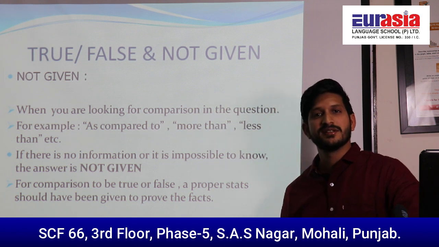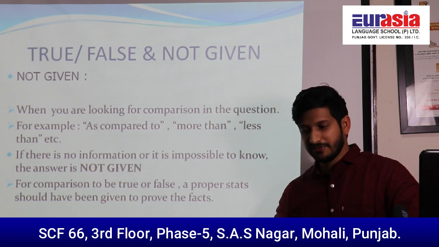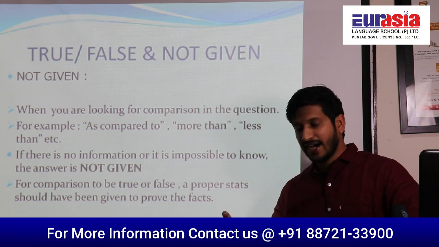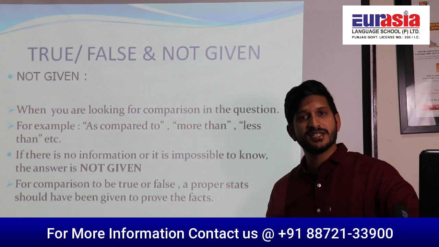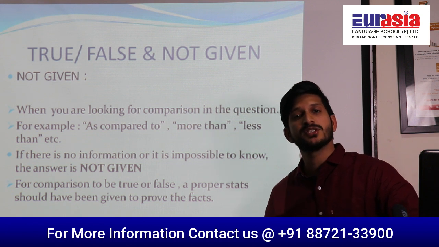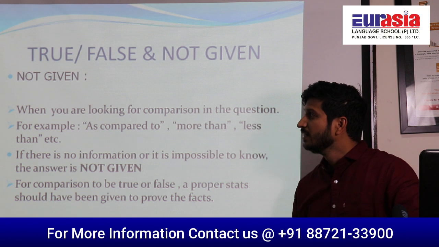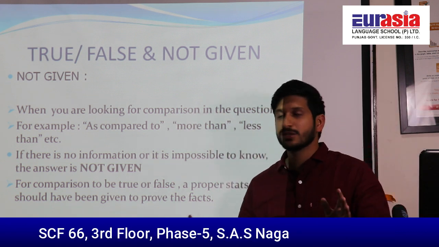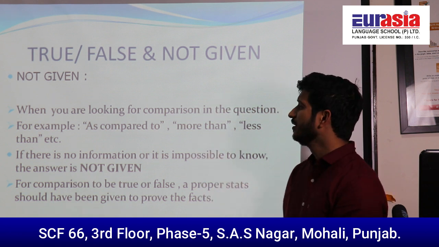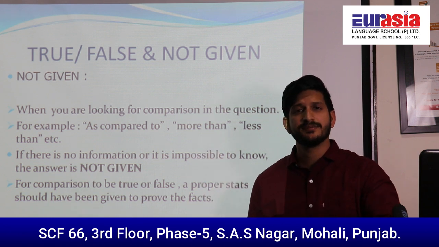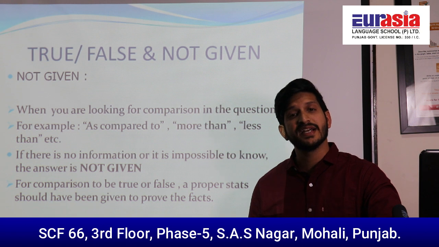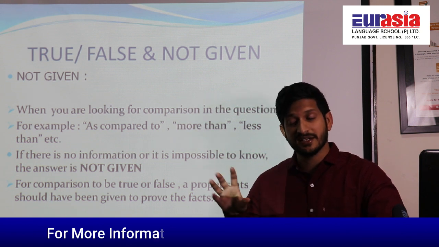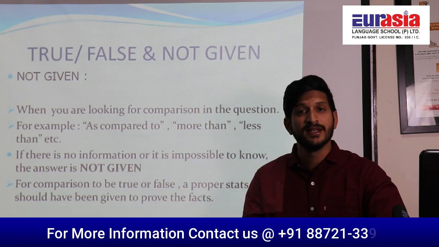What is not given? We have the question which is there in front of us. We could see some of the words are there in the text which are in the question. Then how come it is not given? What is the purpose of giving not given? So here, when you are looking for a comparison in the question, for example, as compared to, more than, less than, etc., this is a very rare chance when they put such kinds of text in the text column.